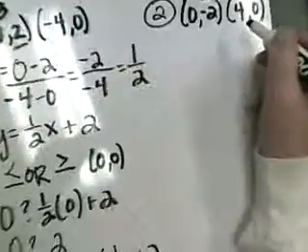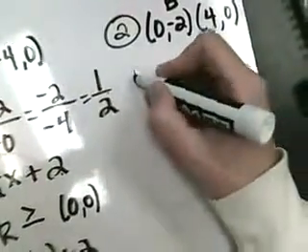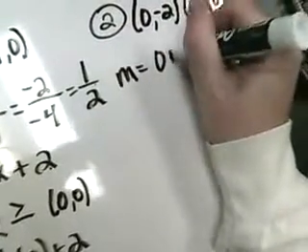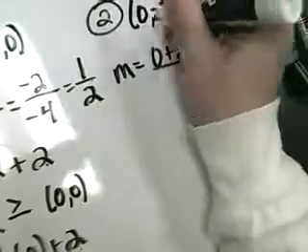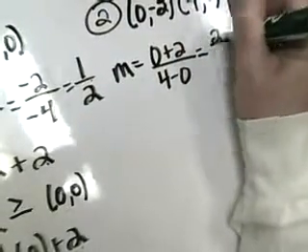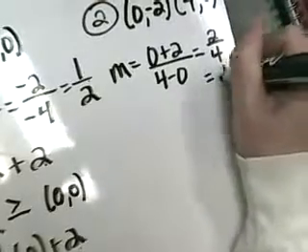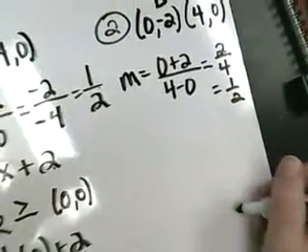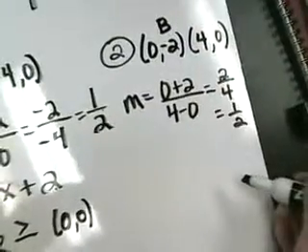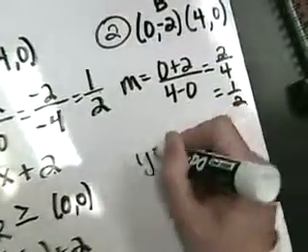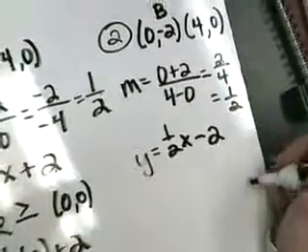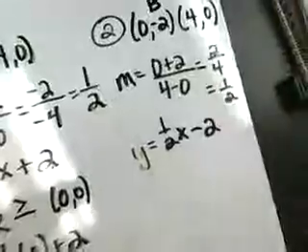Once I have my 2 points, I need to find the slope. 0 plus 2, 4 minus 0. That would give me 2 over 4, or 1/2. Then remember, because I have the b, I can go right to my equation. Y equals 1/2 x minus 2. There was my m, there was my b.